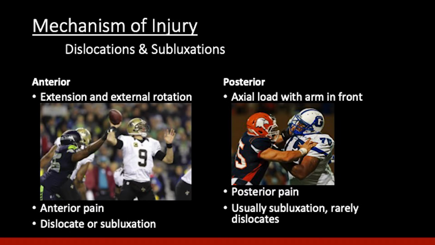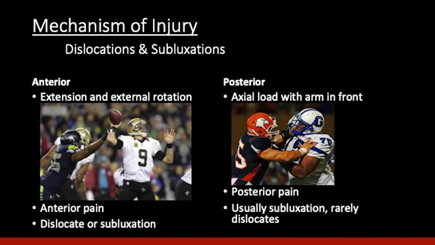So, mechanism of injury with dislocations and subluxations. These are either going to be anterior, which is by far the majority of these that you're going to see, or more posterior. The anteriors tend to be a little more dramatic, a little easier to pick up. Usually the anterior dislocations are injuries that occur by a rotational force applied to the arm when the arm is in some degree of the elevated, abducted, and externally rotated position like we're seeing on the left.